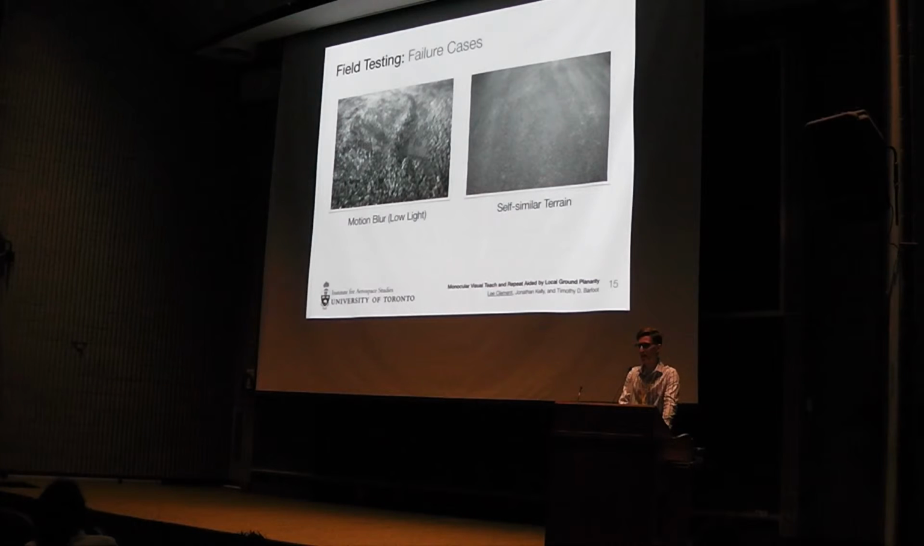Or the one place that it broke outdoors was actually on a freshly paved parking lot where the terrain was very similar to itself and didn't have a lot of strong texture in it. So the thing that these have in common is that they make feature matching very difficult, which is what we're relying on for localization during our repeat passes. And stereo is not immune to these things either.